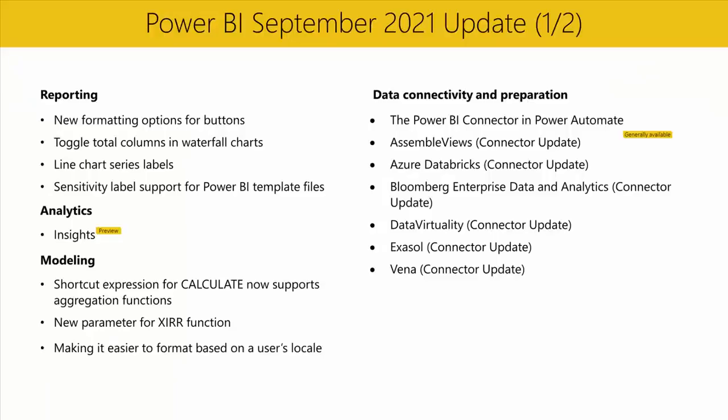In the Data Connectivity and Preparation section, we have several new and updated connectors for you this month. First, we are happy to announce that the Power BI connector in Power Automate is now generally available. This connector allows Power BI users to use Power Automate to perform actions within Power BI, including refresh a dataset, perform exports on Power BI reports, or perform an action when a data-driven alert is fired. Over the coming months, we will add additional actions to the connector, so stay tuned.